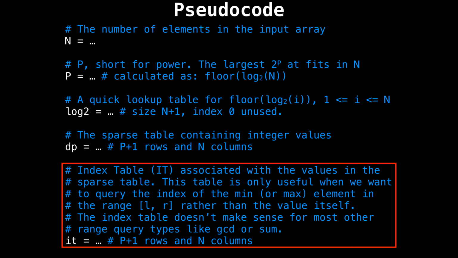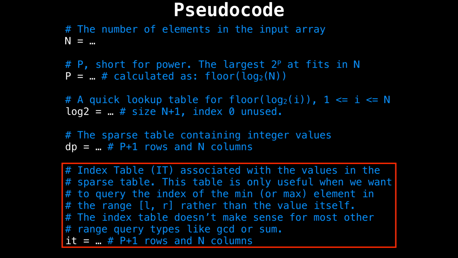This next variable is actually pretty interesting. Sometimes it's useful to keep track of the index of the minimum or the maximum element in a range that we're querying rather than the value itself. In fact, I would argue that the index is actually more important because it gives you more information than just knowing the value you obtain from the range query.